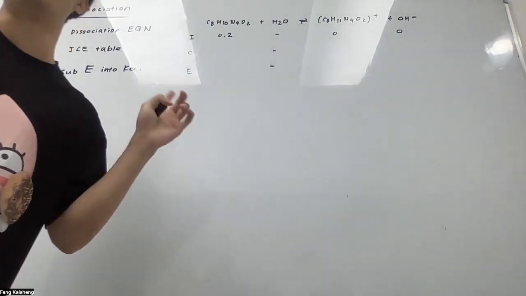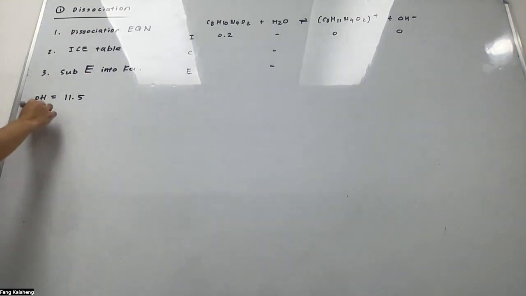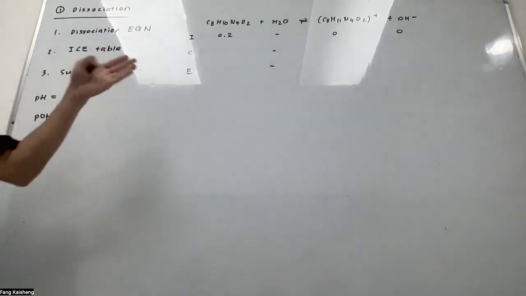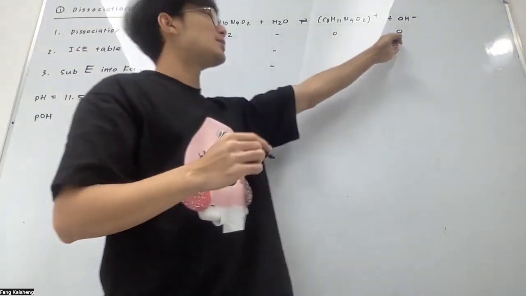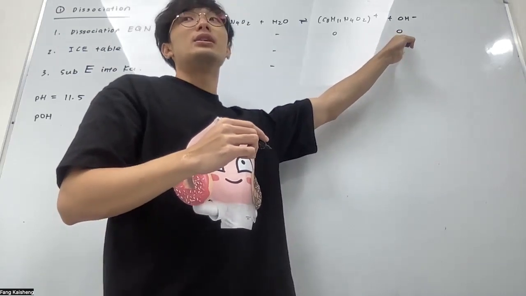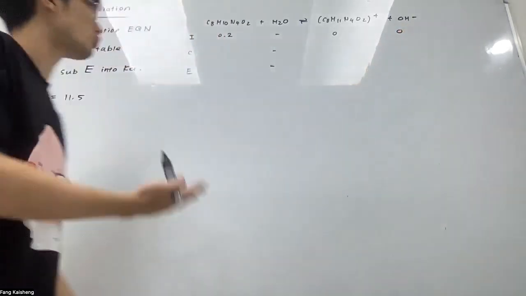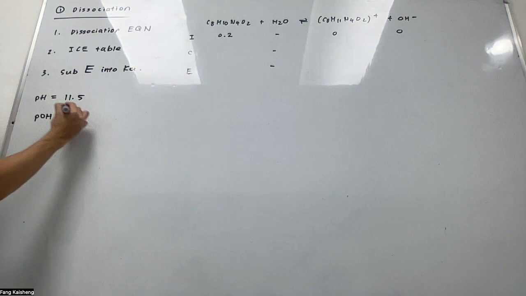What can we find just from pH 11.5? What can we use it for? Okay, good. Why do we find pOH? Because this question is giving us OH minus, correct? So why do we need H plus? We don't need H plus, but we need OH minus.